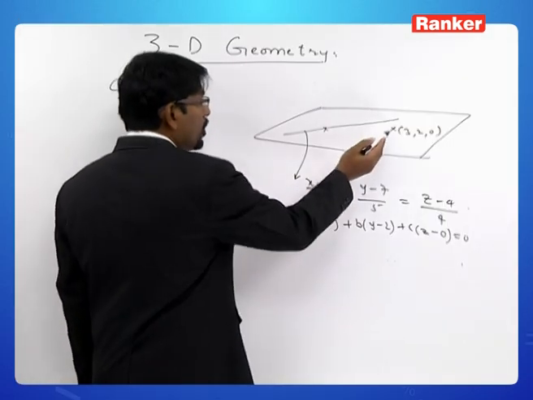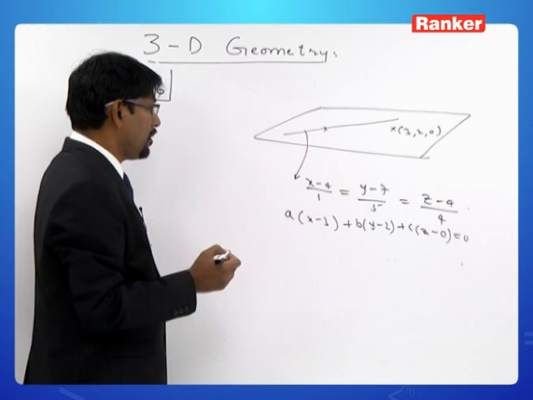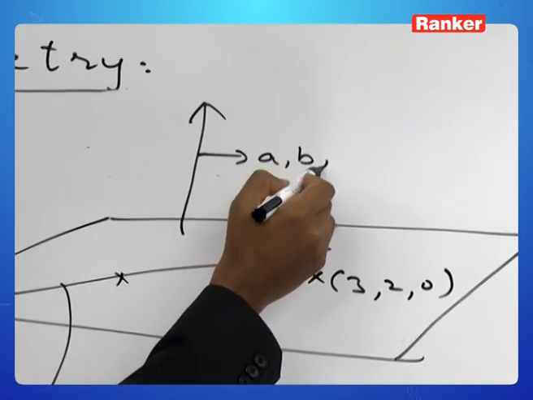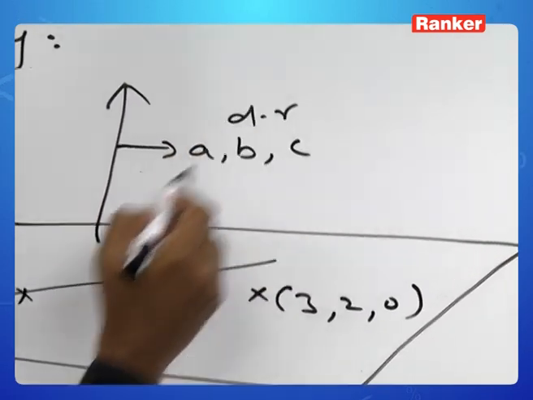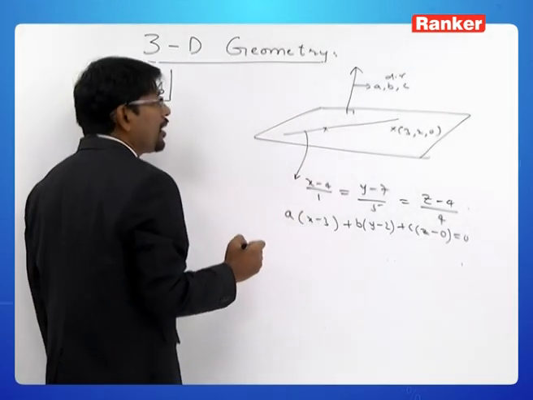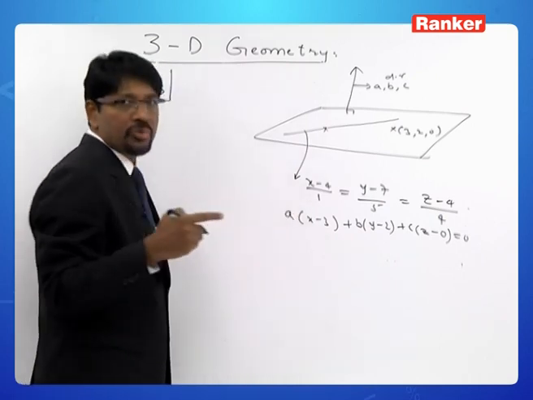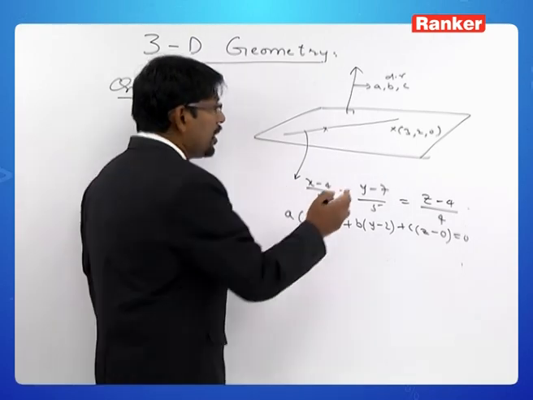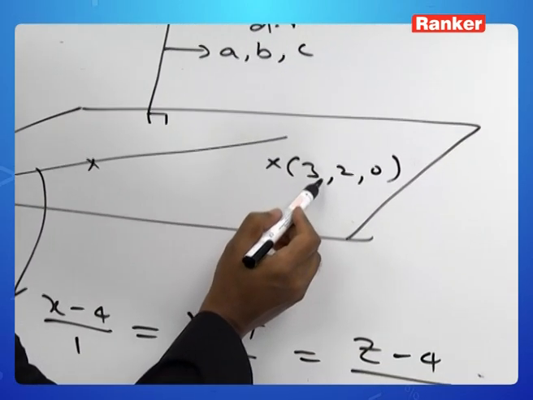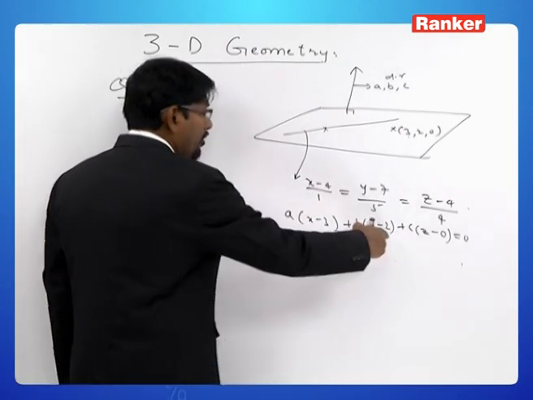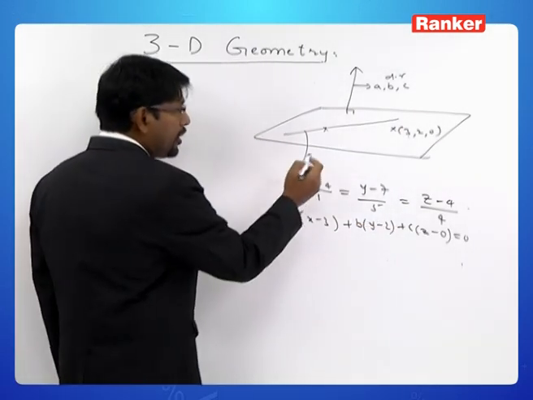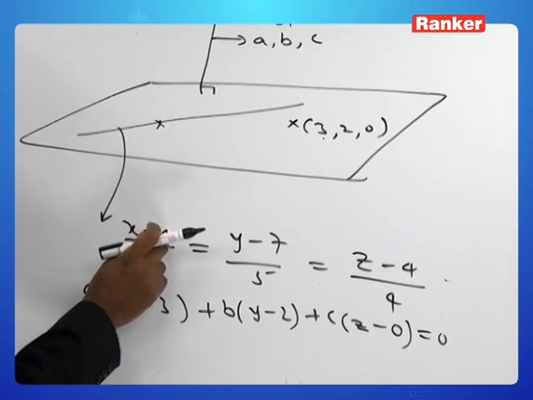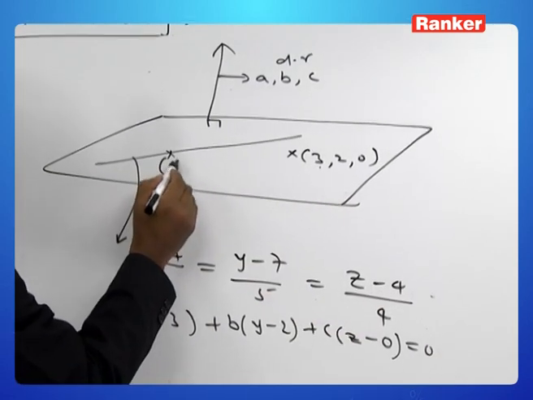So, a plane passing through the point x1, y1, z1 and whose DRs of the normal are a, b, c is given by a into (x minus x1) plus b into (y minus y1) plus c into (z minus z1) equal to 0. Here the point that is given is 3, 2, 0, so instead of x1, y1, z1 we can use that point. And moreover, you see that this line is lying on this plane. So this point 4, 7, 4 is clearly a point on the plane.